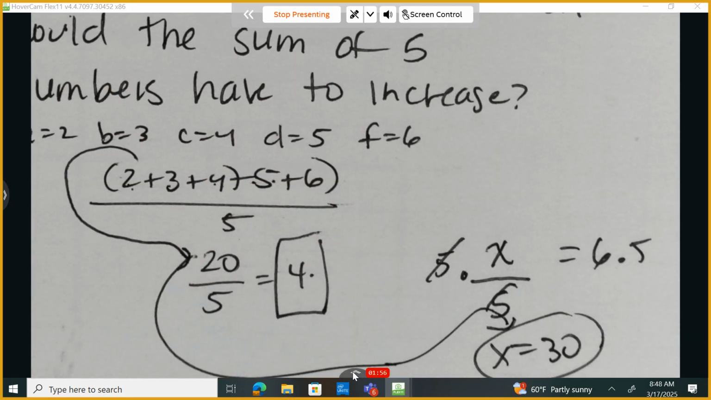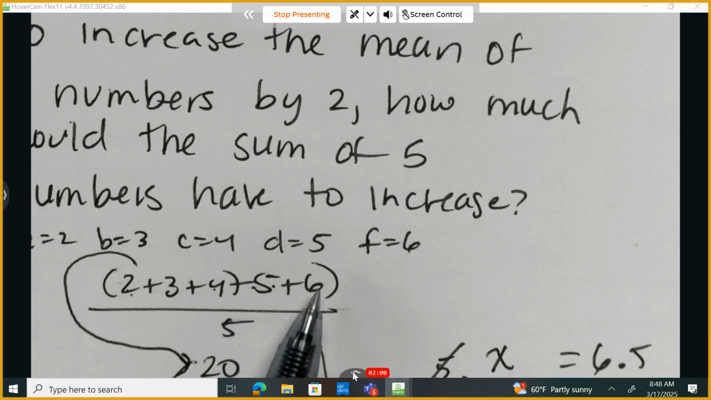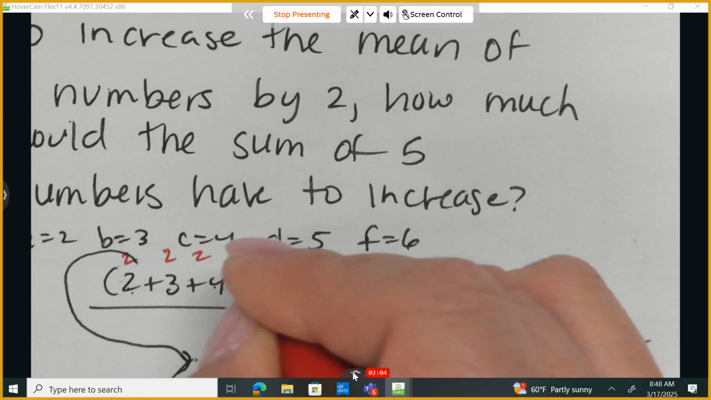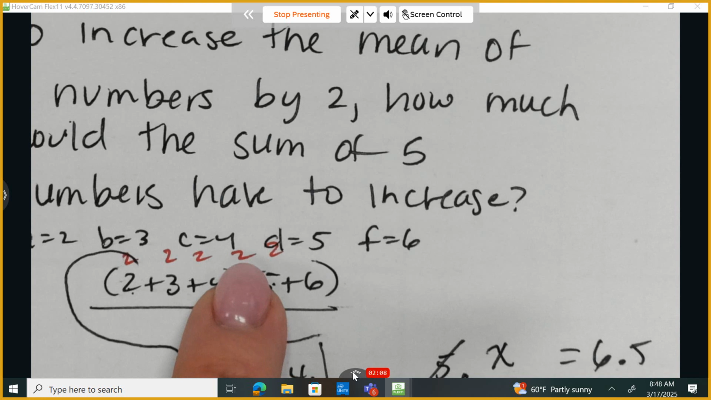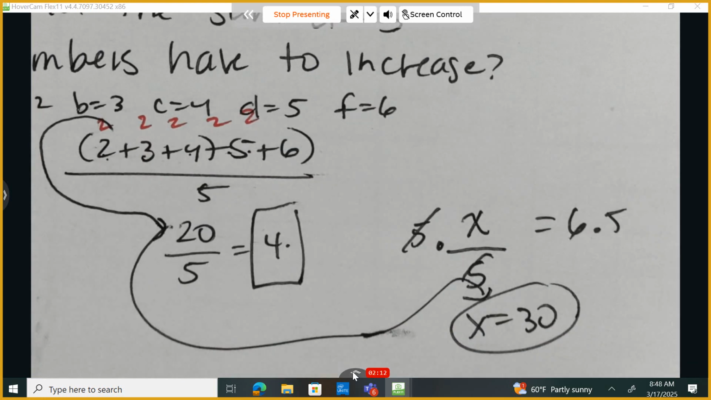By 10. Now other students may look at this and go, okay, so if the average or the mean is going to increase by 2, then each one of these would have to increase by 2. And 2 plus 2 plus 2 plus 2 plus 2, 5 times, would also equal 10. So there's different ways you can think about this problem.